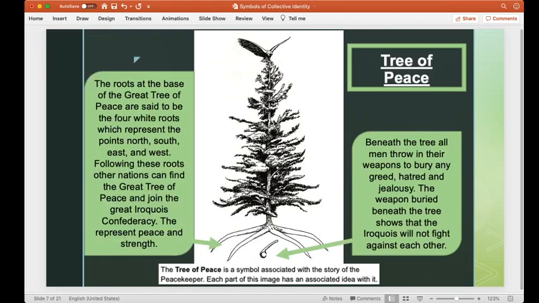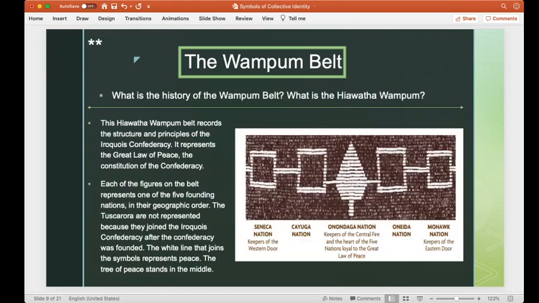Remember that order. Because what we have is the Seneca, the Cayuga, the Onondaga, the Oneida, and the Mohawk nations. Okay? So you have the nations in the order that they already are. The Tuscarora are not represented because at the time of this, they hadn't joined yet. Right? So you have these individual shapes that represent the individual nations, and you have this white line that's joining them. And this represents unity, and it represents peace.